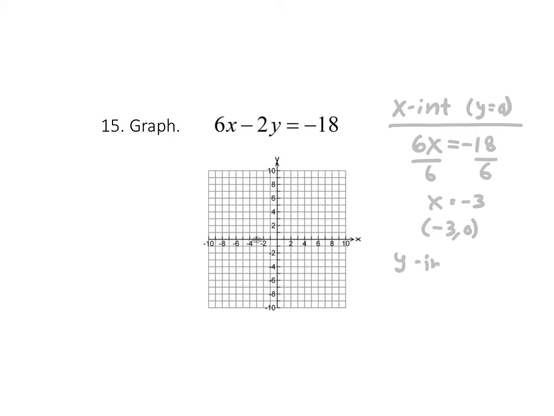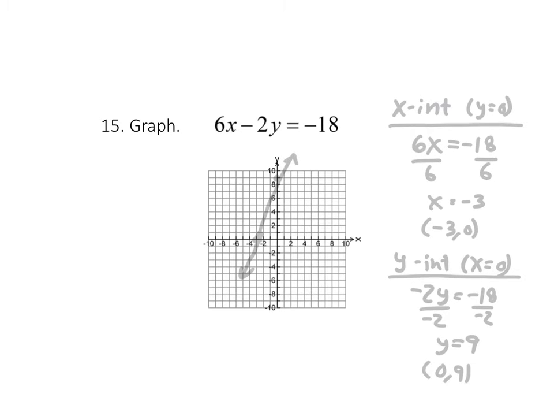For the y-intercept, that's where x equals 0. That leaves me with the equation negative 2y equals negative 18. Divide both sides by -2, and I get y equals 9. So that's the point (0, 9), 9 on the y-axis, and then we draw the straight line that passes through those 2 points.